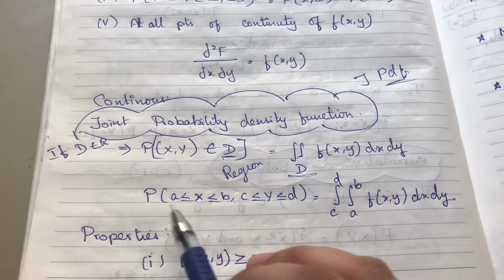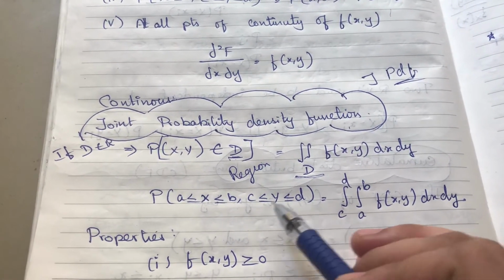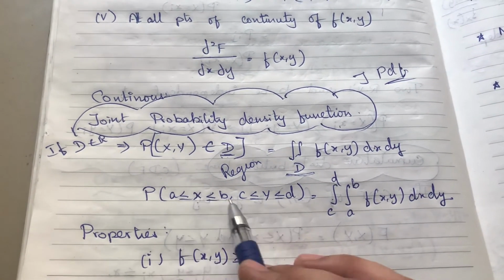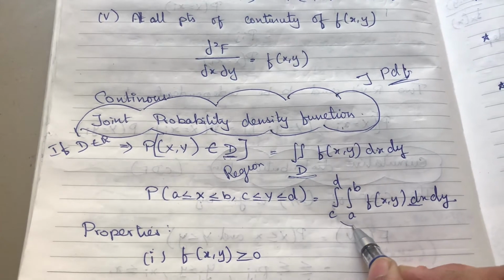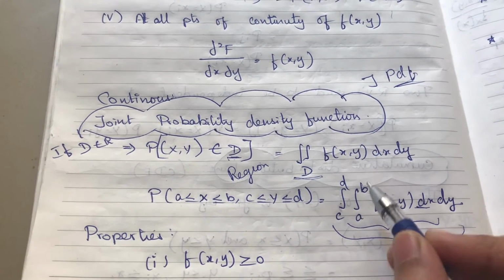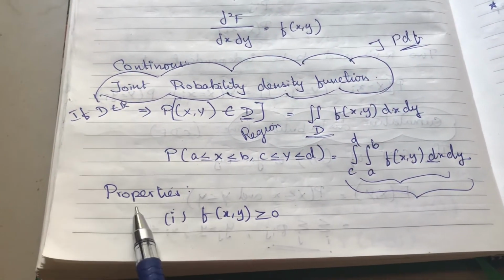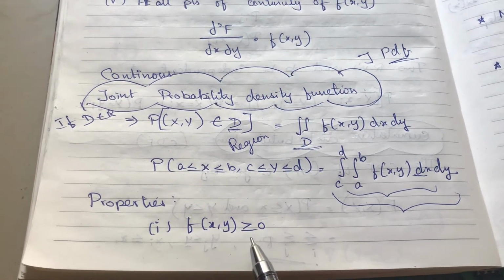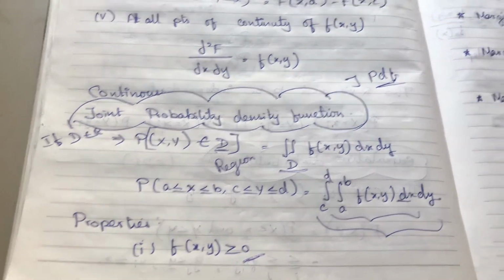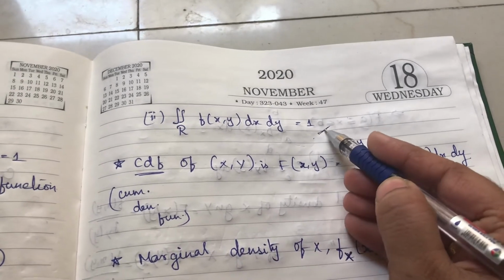For example, if P of x, y, right? So x has some limit and y has some limit, meaning we have to put those limits accordingly, like x goes from a to b. So here dx, right? So this is x and this one is y. Up to this we will have the a to b limit, then after that the c to d limit. And they have some properties: f of x, y will always be greater than or equal to 0. We know that it should be greater than 0, right? And the whole integral should be equal to 1 because this is the last limit, like the upper limit.